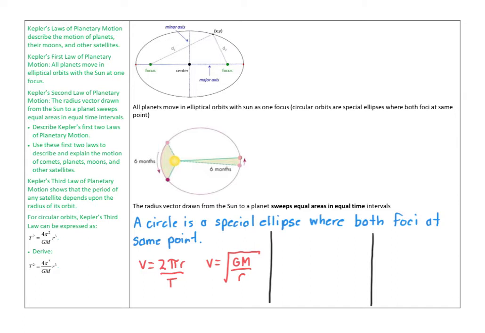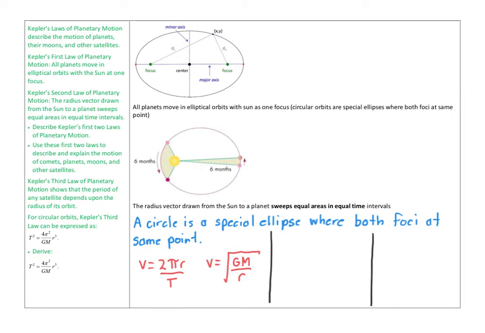Kepler's third law of planetary motion shows the period of any satellite depends upon the radius of the orbit, and it's given by this relationship here. However, we only need to worry about this relationship for circular orbits, which, as I said, is a special ellipse where both foci are at the same point. So we know the velocity of the satellite can be given by 2 pi r on T if we're only considering circular orbits.